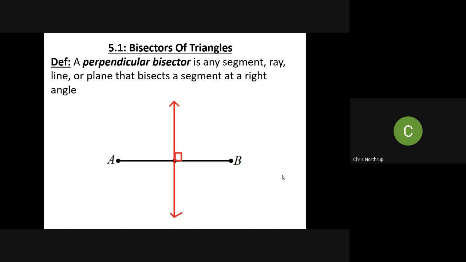So here in this picture, that red line is perpendicular to AB, and that point is supposed to be that midpoint. So that red line would be that perpendicular bisector of AB.